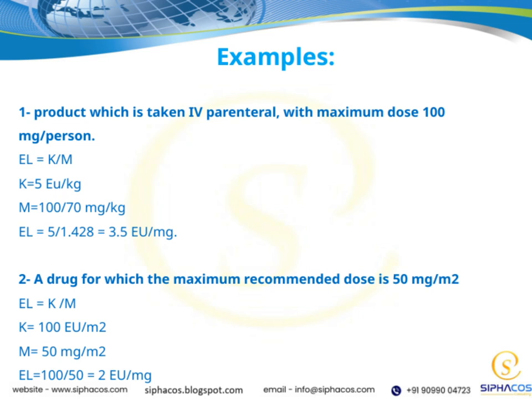Moving to the second example, we have a drug where the maximum recommended dose is 50 milligrams per square meter. Again, we use the same formula, EL equals K divided by M. In this case, K is 100 EU per square meter, and M is 50 milligrams per square meter. Dividing 100 by 50, we get an EL of 2 EU per milligram. These calculations are crucial because they help us compare different drugs or formulations based on their potency and dosing parameters, ensuring safe and effective treatment planning.